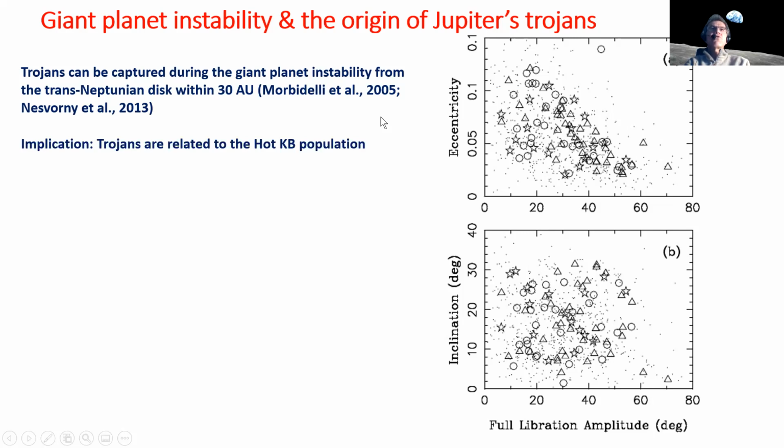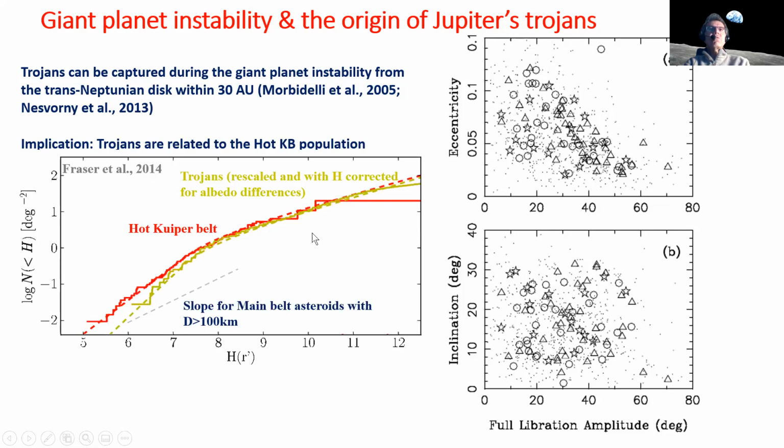And so Trojans should be physically related to the hot population. I showed in the first part of my lecture that this has been confirmed in terms of size distribution. The size distributions of Trojans and the hot Kuiper belt are indistinguishable statistically and very different from the size distribution of the main belt asteroids. So this is a nice confirmation.